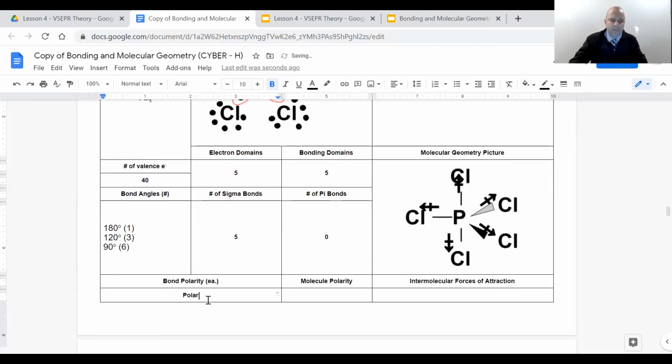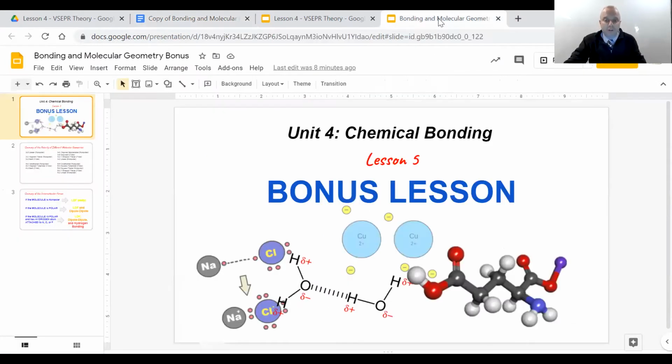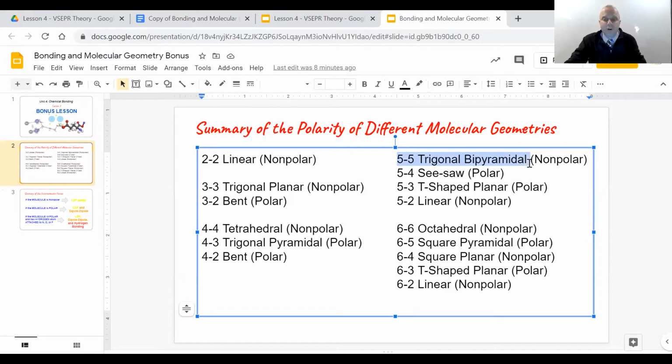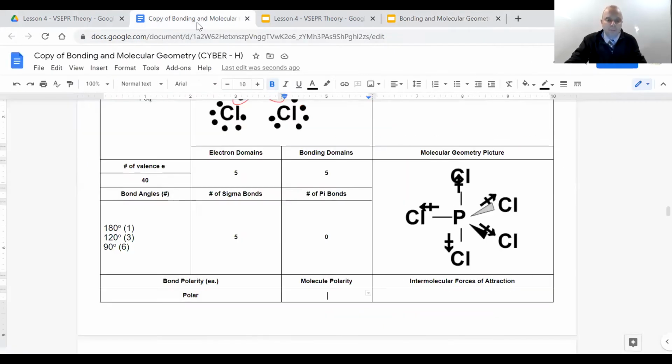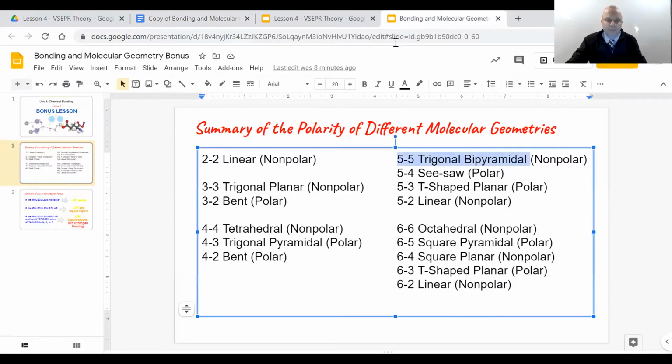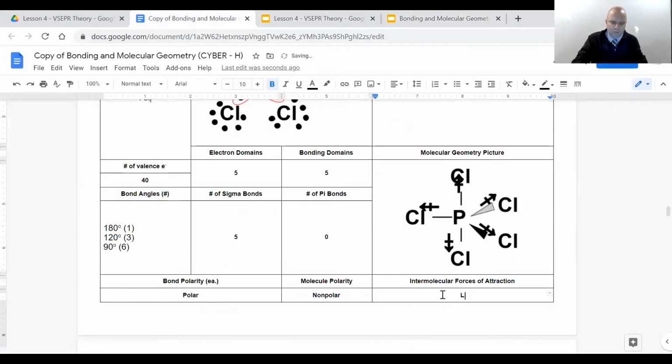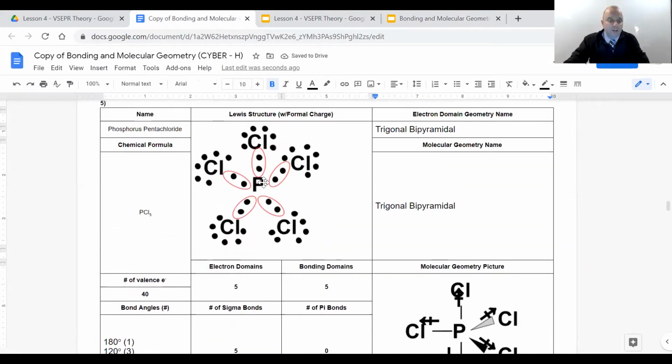Remember that our bond polarity is going to be polar pretty much in all cases. This is the part that I want to make sure that everyone is aware of. I created in this bonus lesson 2 quick slides here. So the first one is going to help us figure out molecule polarity. So a 5-5, where all 5 attached atoms are the same, we're going to call that one nonpolar. So in this case, we're going to write nonpolar down here. And then finally, in the intermolecular forces of attraction, the next slide is another kind of cheat sheet. If the molecule is nonpolar, then we have LDF only. So in this box over here, we're going to write LDF only. You don't even need to write the only part. But that was our 5th problem.